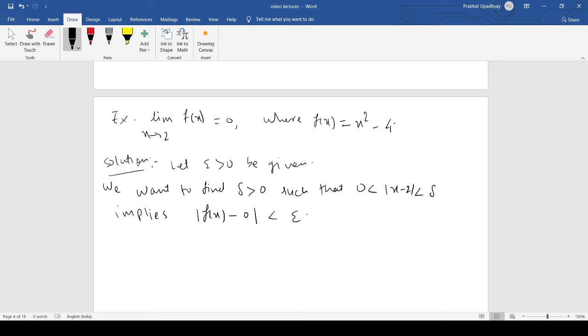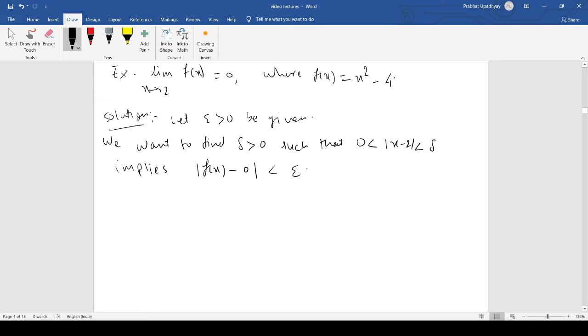Let's analyze this term now, mod f of x minus 0 less than epsilon. So f of x is x square minus 4. You can skip the 0. So you will have mod x square minus 4 is less than epsilon. I want a condition on mod x minus 2.